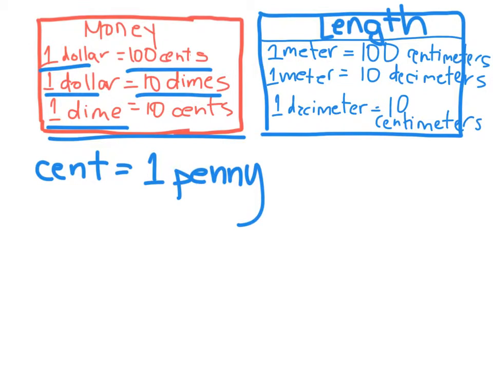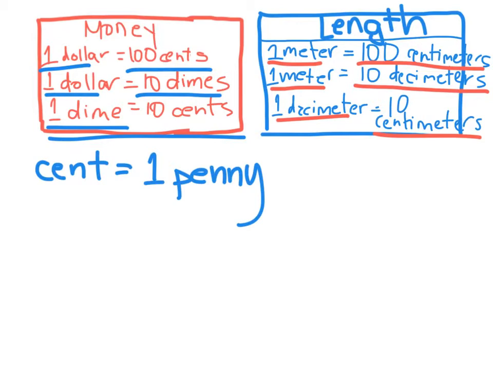So if you look at what we did in our money, you can see the same relationships for our money amounts as we have in our length amounts. So $1 is equal to 100 cents. 1 meter is equal to 100 centimeters. In our money, $1 is equal to 10 dimes. In our length, 1 meter is equal to 10 decimeters. We can also see in our money 1 dime is equal to 10 cents, and in our length, 1 decimeter is equal to 10 centimeters. So it's like our decimeters are like our dimes and our centimeters are like our cents.